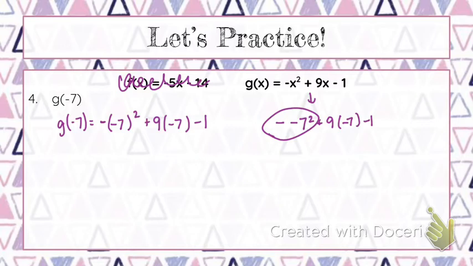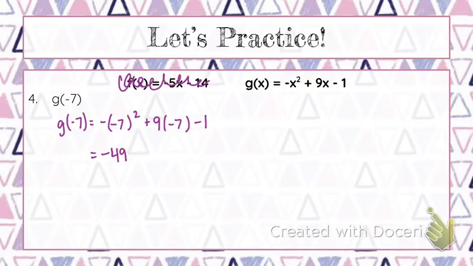That looks like it should be positive 7 squared, right? Like you really want to make those two negatives be a positive, but that's not the case, okay? Our function tells us we have to square x, and x is -7. So we have to square -7. And so -7 times -7 is positive 49. And then we make that negative. So we get -49 minus 63 minus 1. And that will give us g of -7 is equal to negative 113.